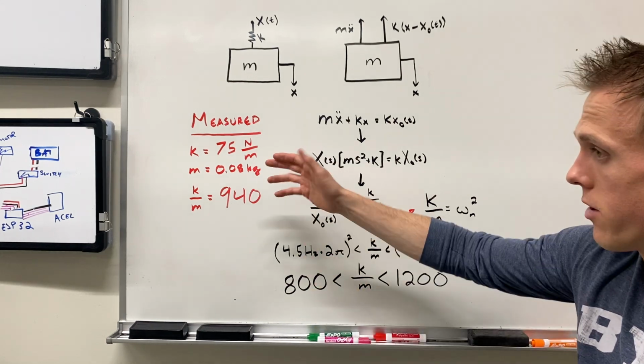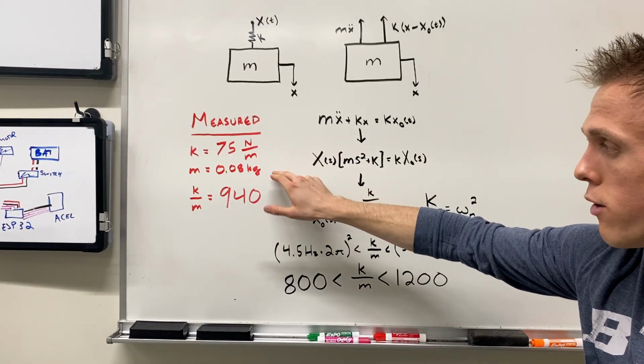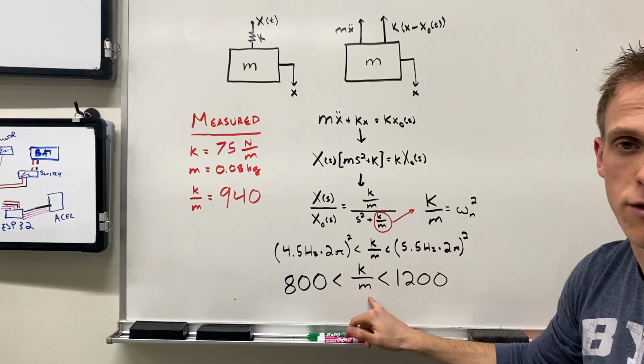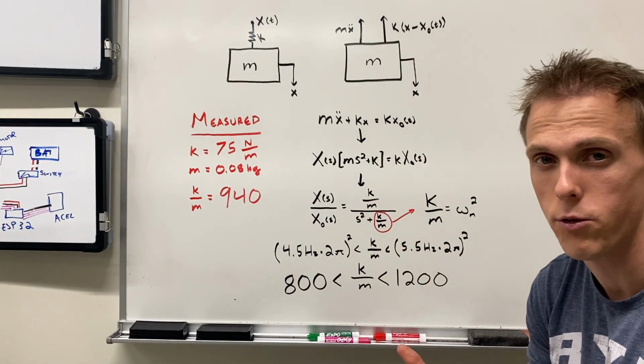And sure enough, when I measured the actual values, the spring constant is 75 newtons per meter, and the mass was 0.08 kilograms, which yields a ratio of 940, which falls nicely within these bounds. So the math does check out, and this system could be used to guess an unknown mass or spring constant.